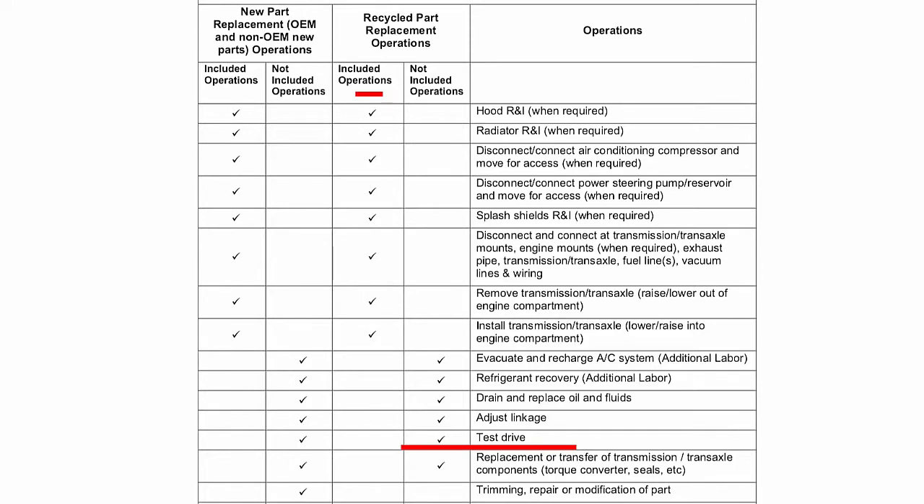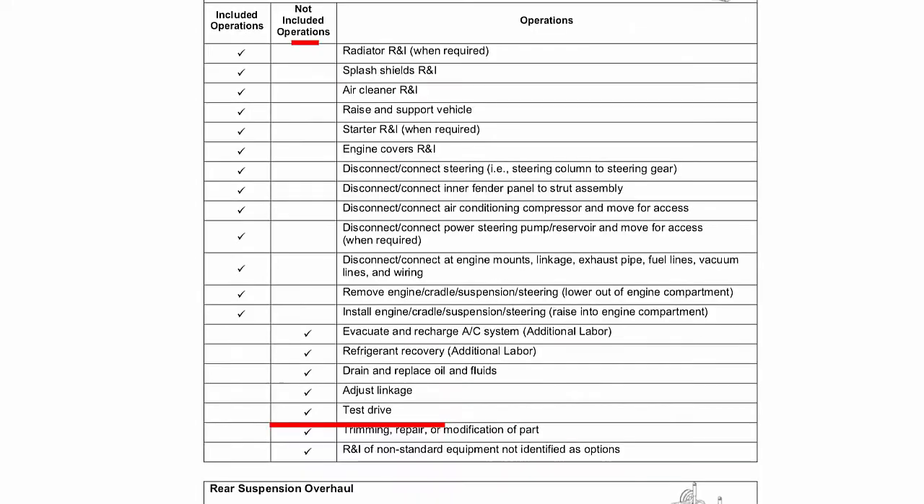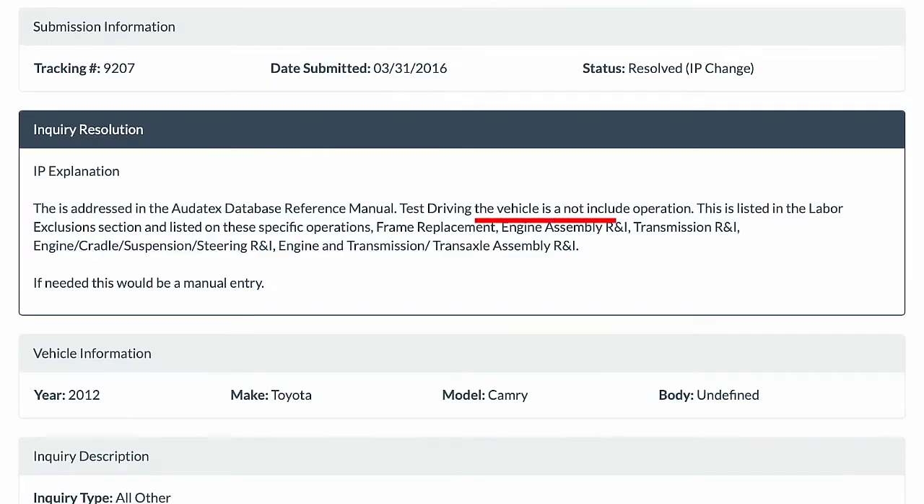Audatex has addressed these operations in their database reference manual, and test driving the vehicle is a not included operation. Adding a test drive to the estimate would require a manual entry.